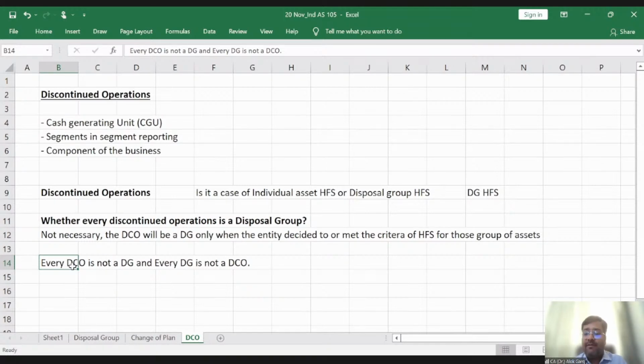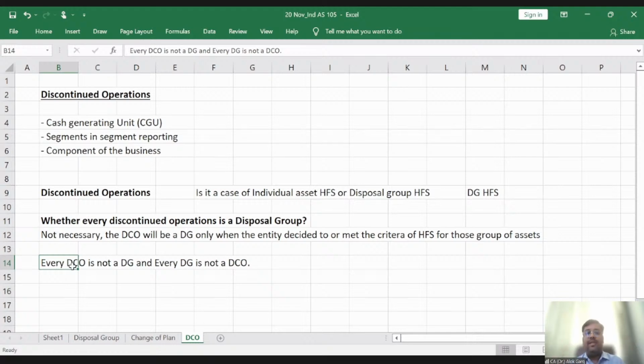Tata is selling one of the factories. It is a disposal group. It is not a discontinued operation. When Tata shifted from Bengal to Gujarat for the Tata Nano plant, was that Bengal plant a discontinued operation? No, they are not discontinuing the operations. They are only disposing. This Bengal factory was just like a disposal group. It was not a discontinued operation.